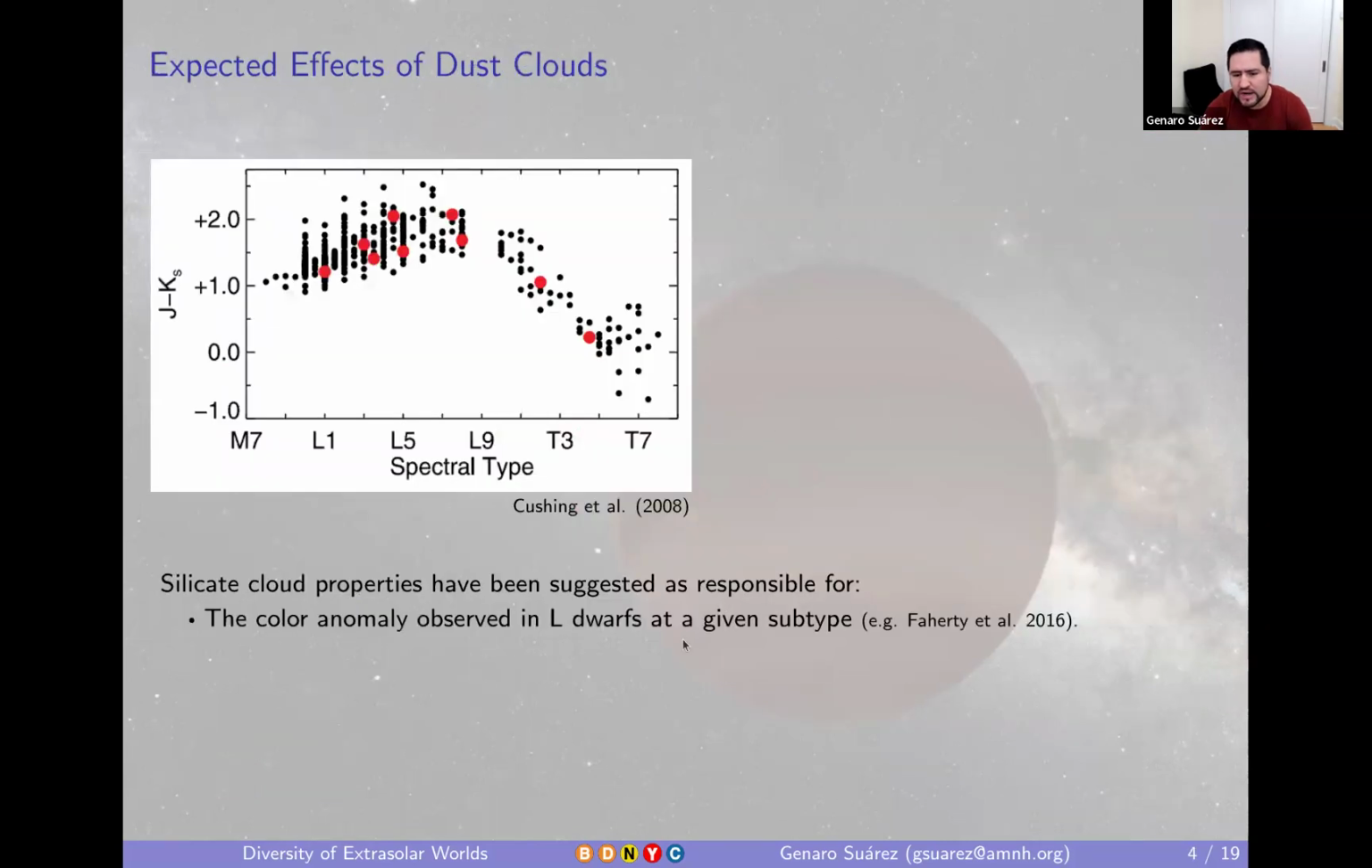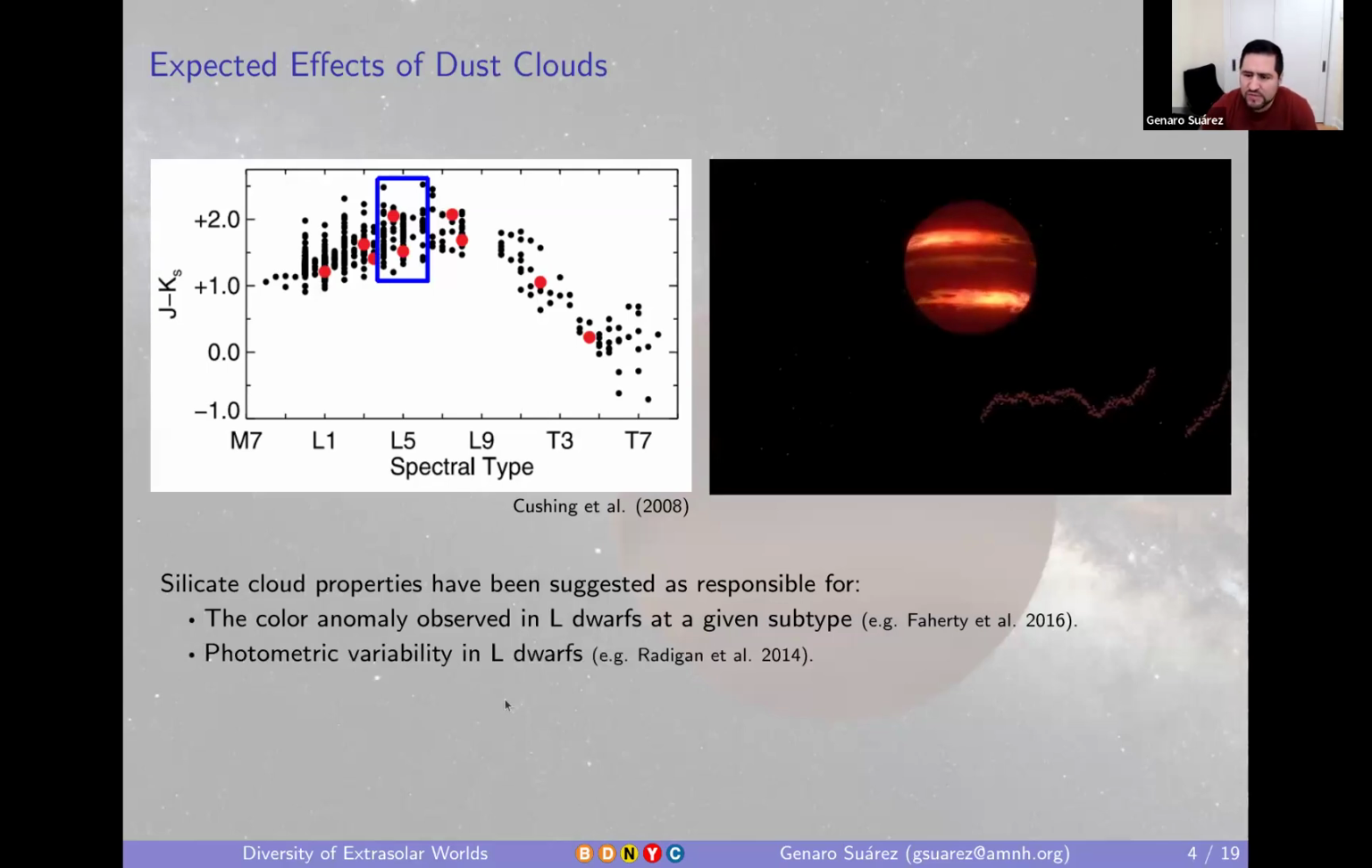And there are actually several observed phenomena attributed to silicate clouds. For example, the color anomaly of these objects. In this plot, I show the near-infrared color as a function of the spectral type, and we see a color scatter. If we focus on mid-L dwarfs, we see that they could have a color change of the order of 1 magnitude. So that means that objects with a similar temperature could have a very different color.